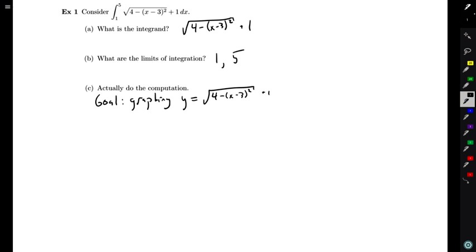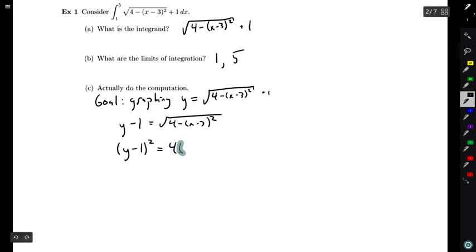So this certainly doesn't look maybe like a very familiar function type, but we can do a couple of tricks here to make it look a little bit more familiar and to give us a handle on what's going on here. So I'm going to start by taking this equation that I have and subtracting 1 from both sides. So I'll have y minus 1 equals the square root of 4 minus (x minus 3) squared. And then I can square both sides because the square root is kind of what's giving me trouble right now, so it would be nice to get rid of it. So I can square both sides, and I get something that looks like (y minus 1) squared equals 4 minus (x minus 3) squared.